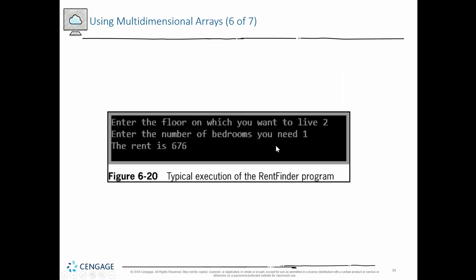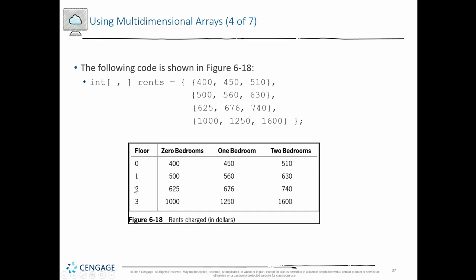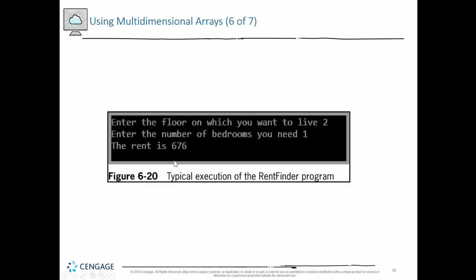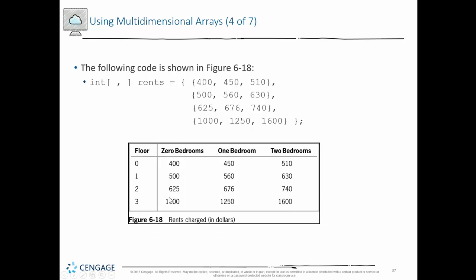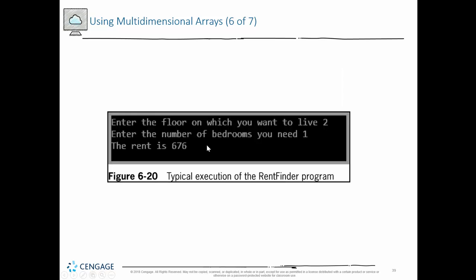So if I put a 2 and a 1 in there, what does that mean? Well, 2 and 1, it should be 625, right? No, 676. So let's look. Oh, 0, 1, 2, all right, and 0, 1 should be 676, and it is.